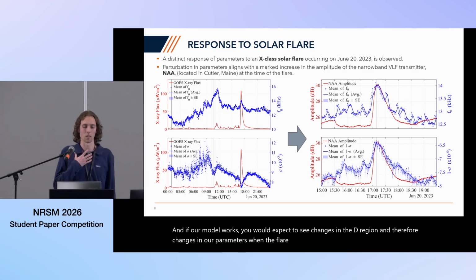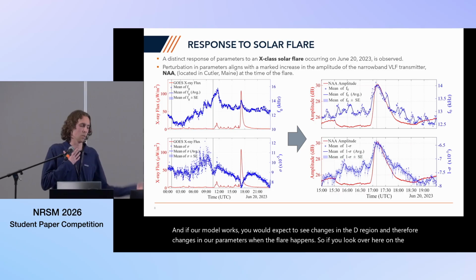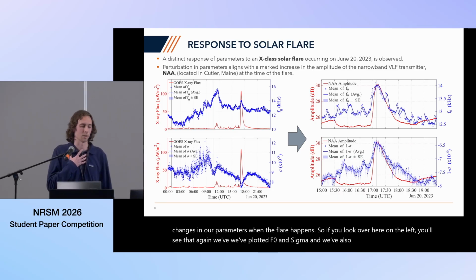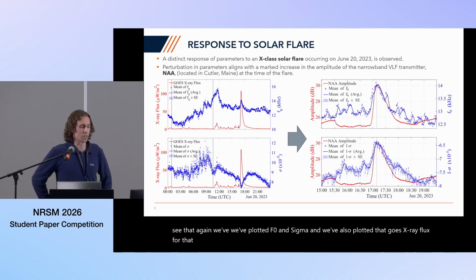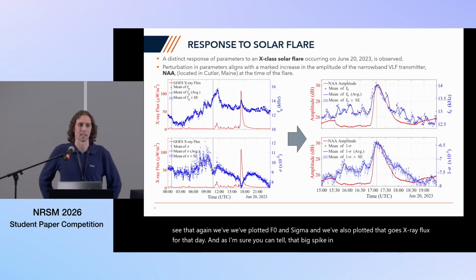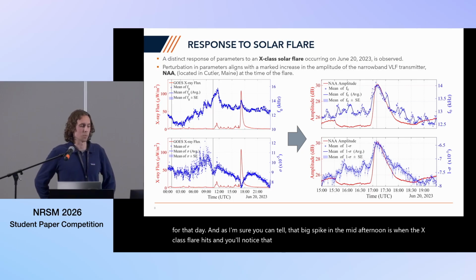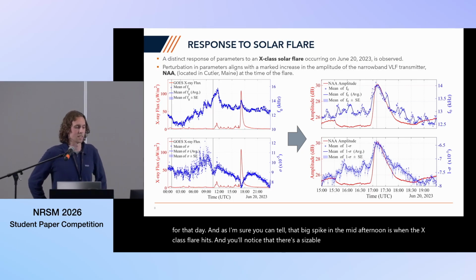So if you look over here on the left, you'll see that, again, we've plotted F0 and sigma, and we've also plotted the GOES X-ray flux for that day. And as I'm sure you can tell, that big spike in the mid-afternoon is when the X-class flare hits. And you'll notice that there's a sizable perturbation in both F0 and sigma.